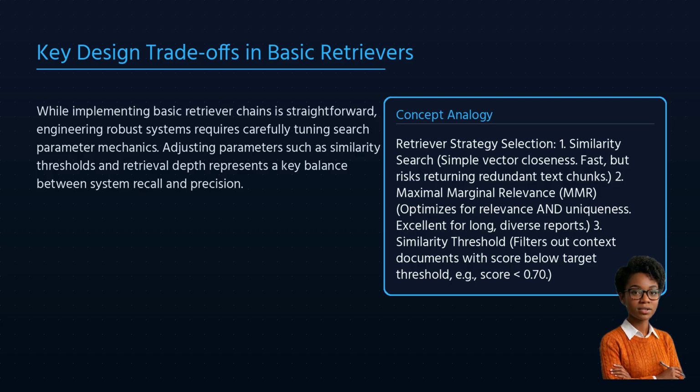To mitigate this, consider implementing advanced retrieval configurations such as MMR, maximal marginal relevance, or introducing threshold filters to balance content diversity with query precision.